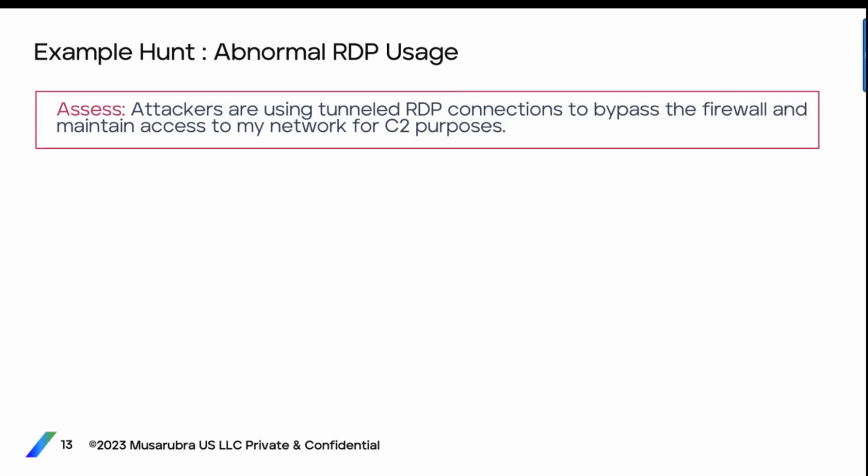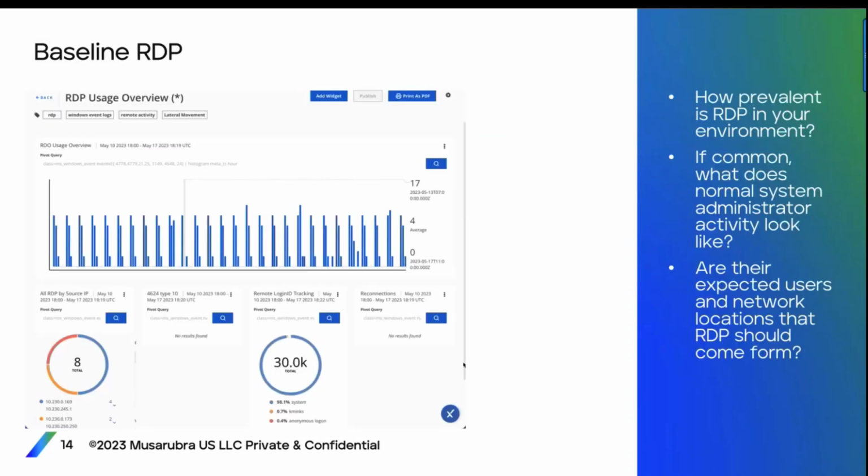Now, what's fantastic about RDP is it's an artifact that has a lot of data. We can look through network data and we can look through endpoint data for that. But we need to understand what normal looks like before we can look for abnormal, right? If I don't know what it looks like to have RDP in my environment, I will have no idea if something is expected or unexpected. So our first step is to baseline that activity.